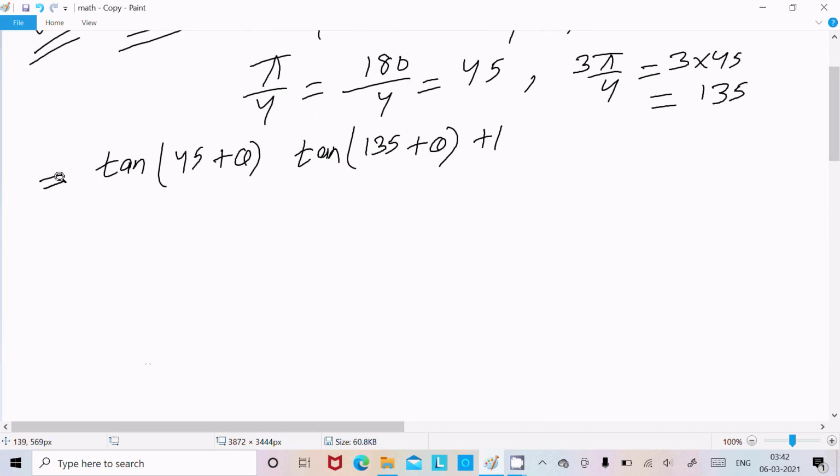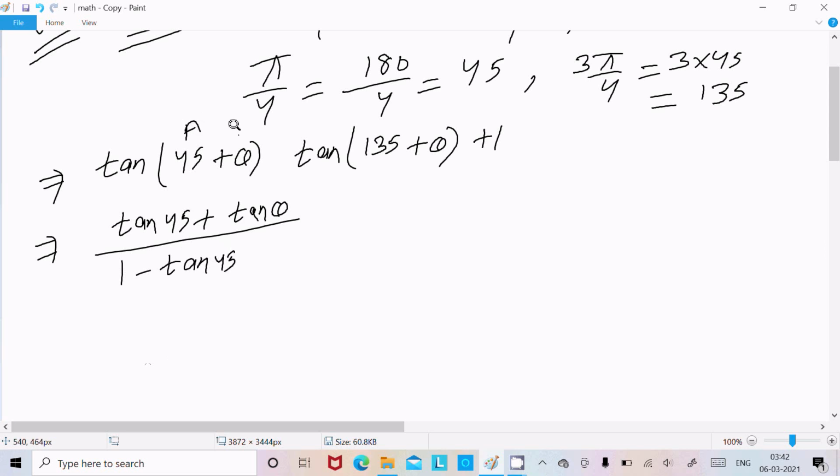Now you already know the formula called tan(A + B). So we can write tan A plus tan B divided by 1 minus tan A tan B, that is, A is 45, B is θ. Now tan B is tan θ.